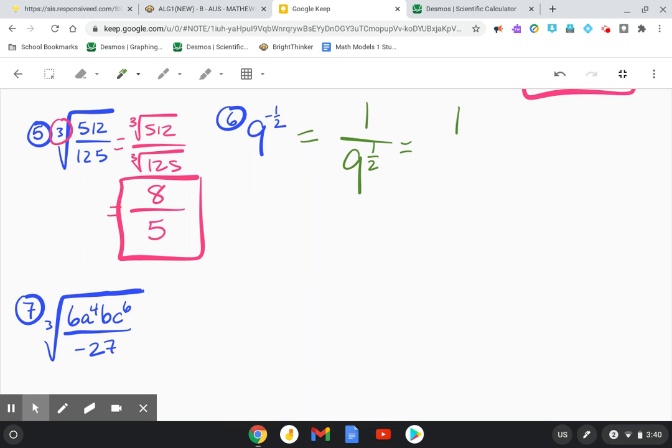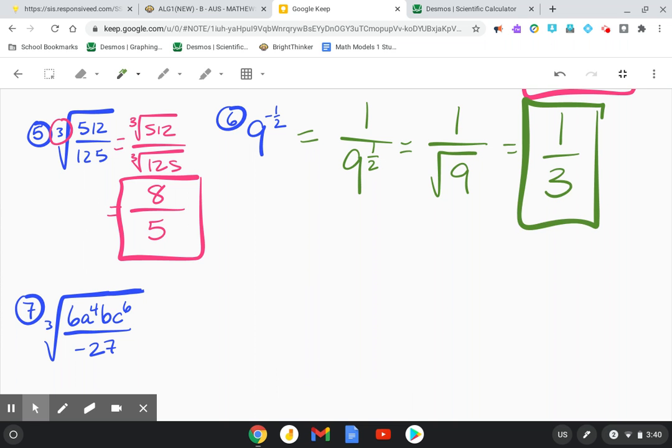And once we get that, we know that this can be converted into 1 over the square root of 9, because this is a root of 2 and this is a power of 1. We don't actually need to write those because we assume a 1 and a 2 when we do this normally. So this is going to be the square root of 9. We know the square root of 9 is 3, and so it's 1/3.